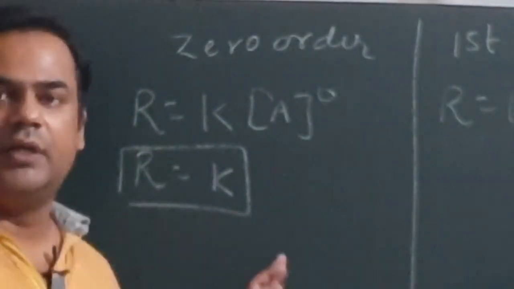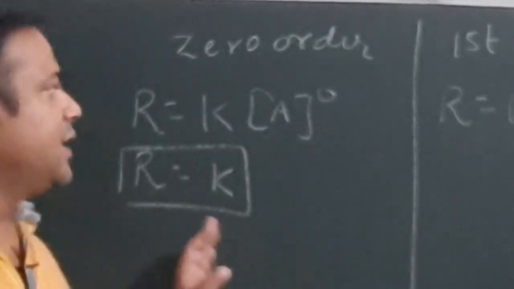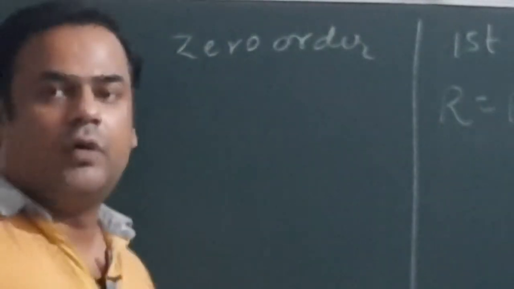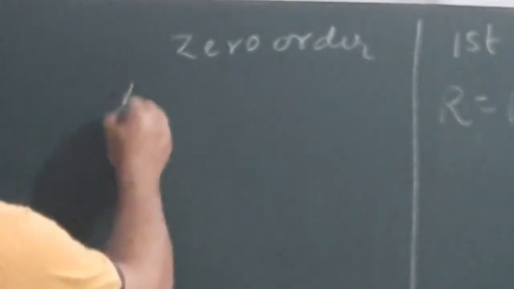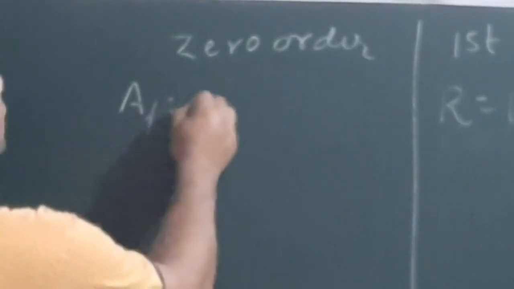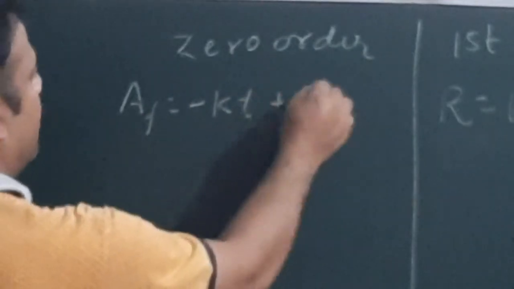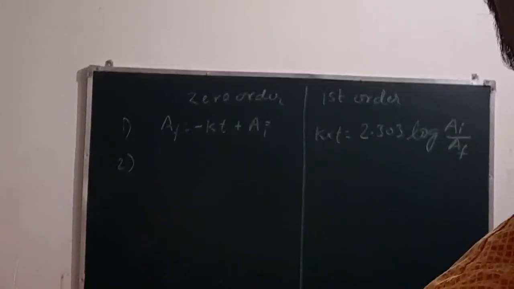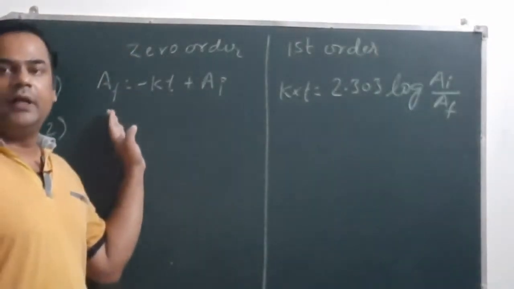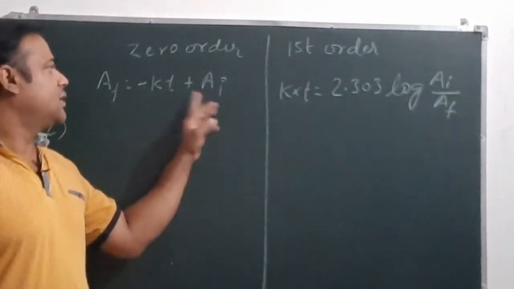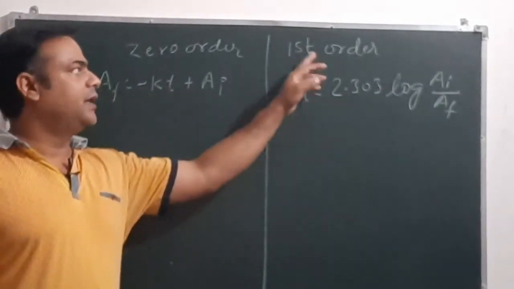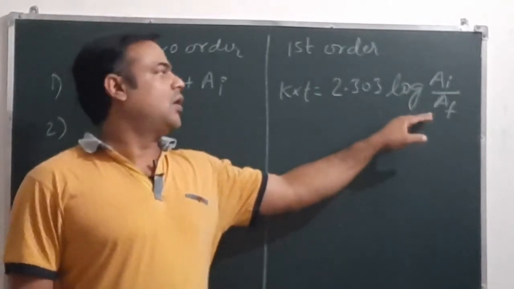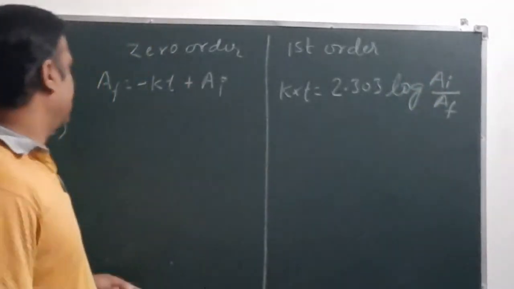When we write the integrated rate expression for zero order reaction, the integrated rate equation will be A final equals minus K T plus A initial. In case of first order reaction, K T will be equal to 2.303 log A initial upon A final.